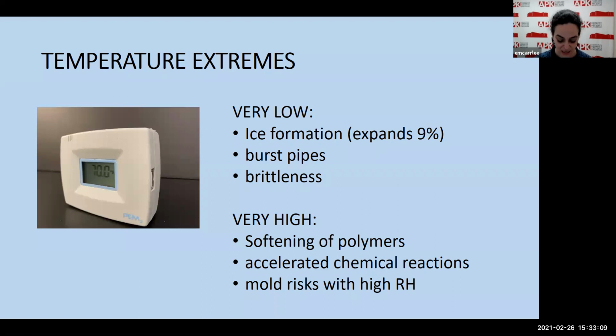High temperature risks softening and failure of polymers like plastics and adhesives, causing them to slump or get sticky. Higher temperatures also promote accelerated chemical degradation of all kinds. In the presence of elevated humidity, warm temperatures risk mold. The image shows a data logger used to track temperature and humidity.